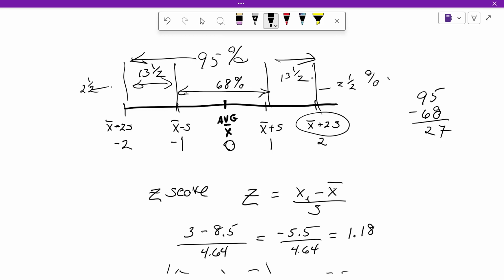I've got a 13.5% chance that a number is between -2 and -1 standard deviations, 68% that it's in there, 13.5% that it's there, 2.5 on either end, and those are the bets. But always remember this. Z-score is measurements in standard deviations. So everything in statistics is based on the distance from the average measured in standard deviations.